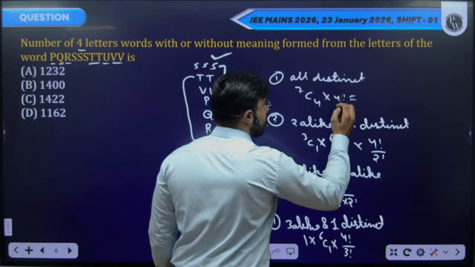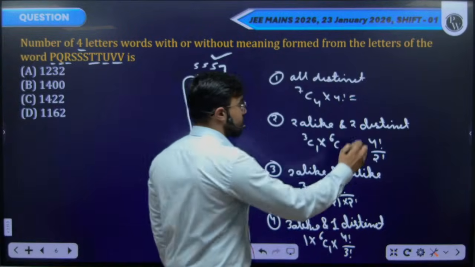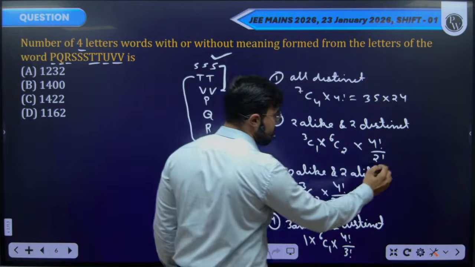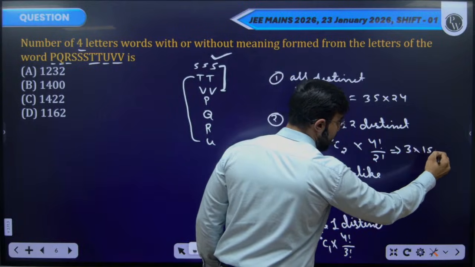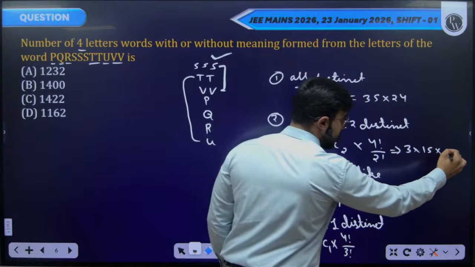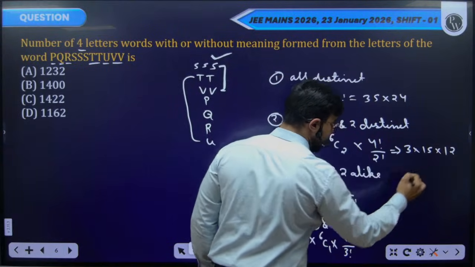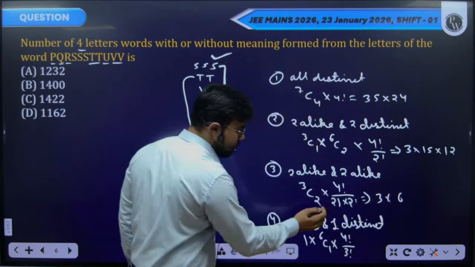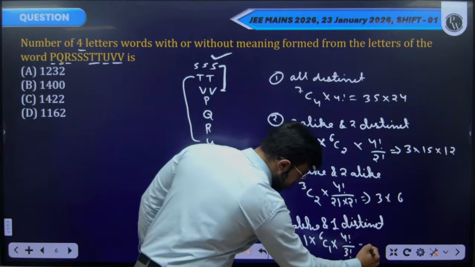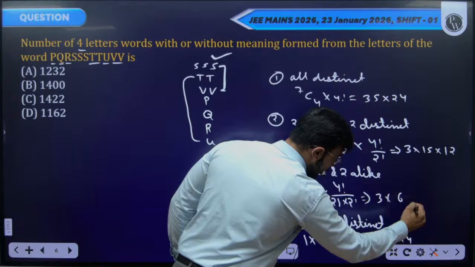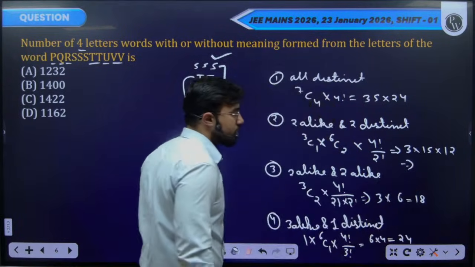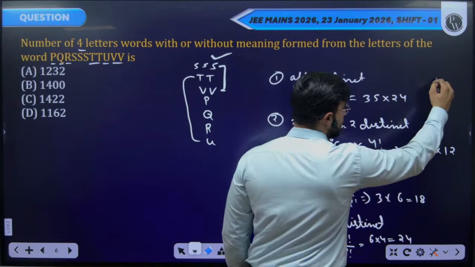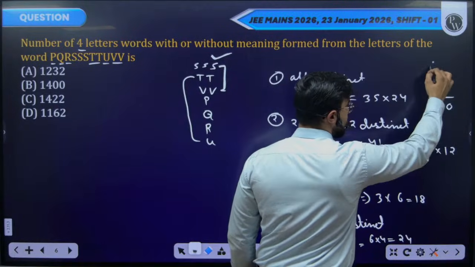Now just count them. 7C4, you have to remember, is 35, into 24. The second one is 3C1 is 3, 6C2 is 15, so 3 into 15 into 24 by 2, which is 12. This one, 3C2 is 3, and 24 upon 4 is 6, so it is 6 into 3. The third term is 18. This one is 12 into 15, you can just multiply it.